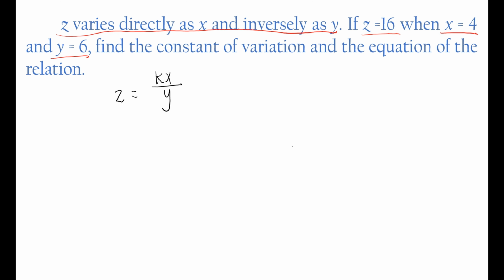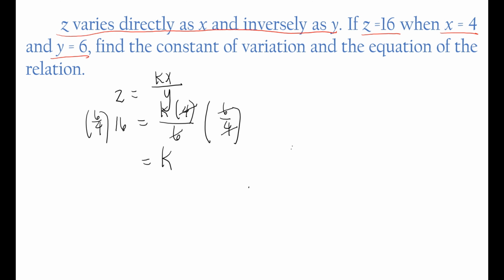So doing so, z in this equation will be equal to 16, k will be retained, x will be equal to 4, and y will be 6. To solve for this equation, we have to multiply both sides by 6 over 4 and then simplify. We may now cancel this out and this one out, and then k will remain. We may cancel this to 1 and this 1 to 4, and 6 times 4 is 24, divided by 1 is still 24. Therefore, the constant of variation is equal to 24.